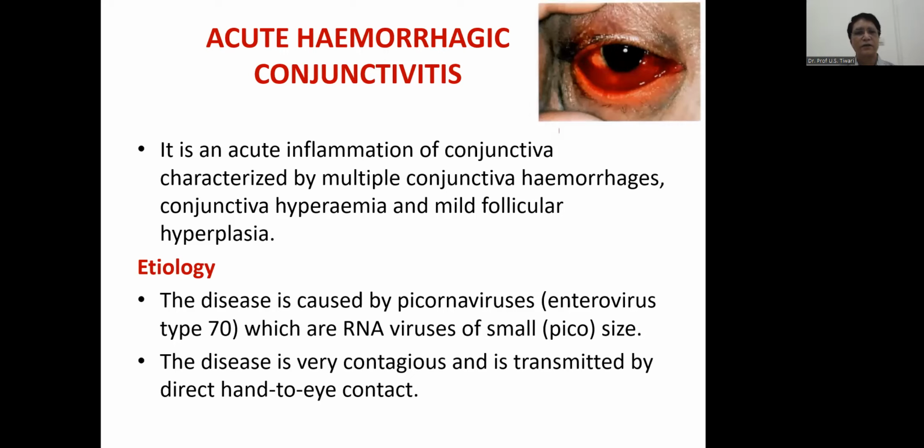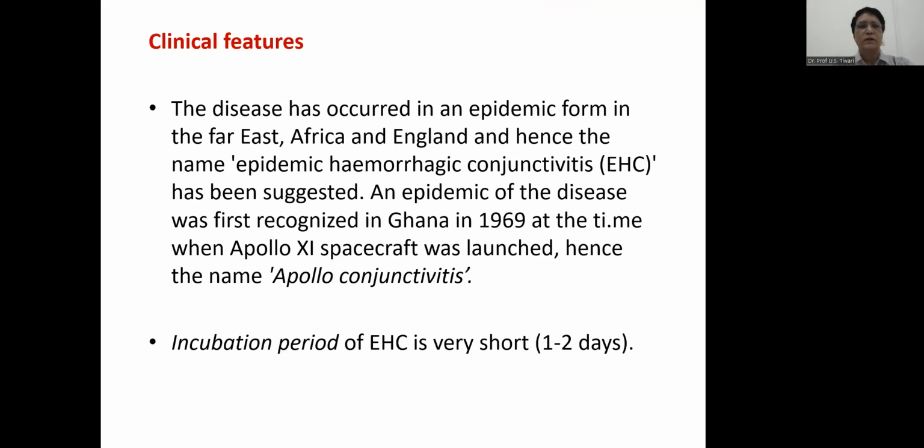Acute hemorrhagic conjunctivitis is an acute inflammation of the conjunctiva characterized by multiple conjunctival hemorrhages, conjunctival hyperemia, and mild follicular hyperplasia. As far as the etiology, acute hemorrhagic conjunctivitis is caused by a picornavirus, that is enterovirus type 70, which are RNA viruses of small size; pico means small. The disease is very contagious and is transmitted by direct hand to eye contact.